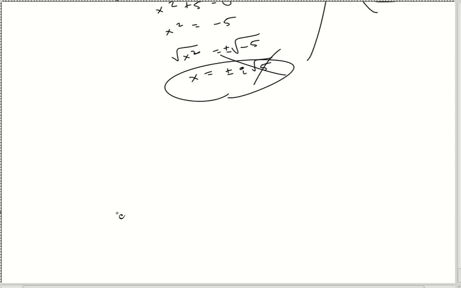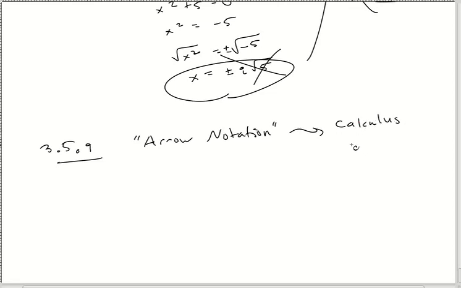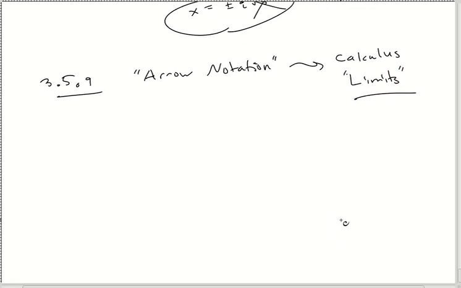Cool. And then they got a weird question here. They called this one arrow notation. But really what you're learning is calculus. Ooh. You're in Math 1414, you're on the path to getting into calculus. And so this is actually in calculus land. In calculus land, they call it limits. But we'll just say arrow notation for right now.